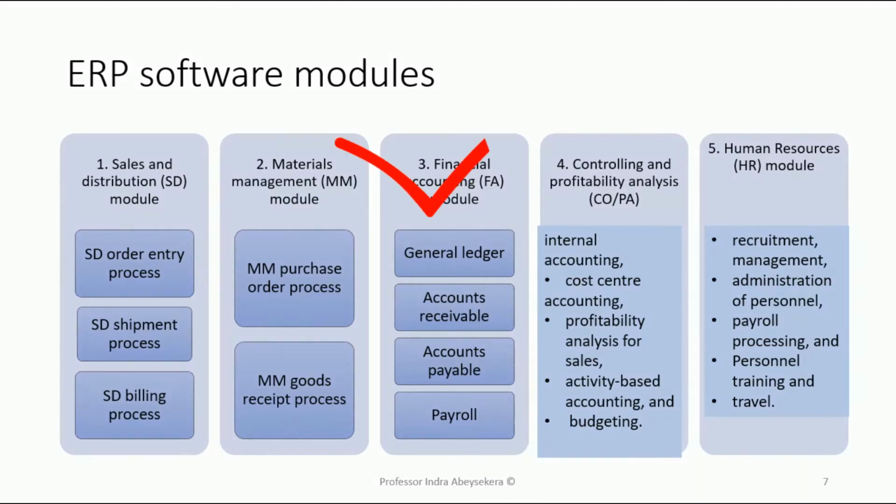The third is the financial accounting aspect, where the general ledger is maintained, accounts receivable for the sales, and accounts payable for the purchases, and then for the staff or the human resources, the payroll. These events and transactions are maintained in this module. The fourth is the controlling and profitability analysis. This is the reporting module where it analyzes this data that's captured through the sales module, materials module, and the financial module and generates reports. These generated reports could be in relation to the cost center to analyze the costings, and then it could be about profitability, or it could be about activity-based accounting and budgeting.